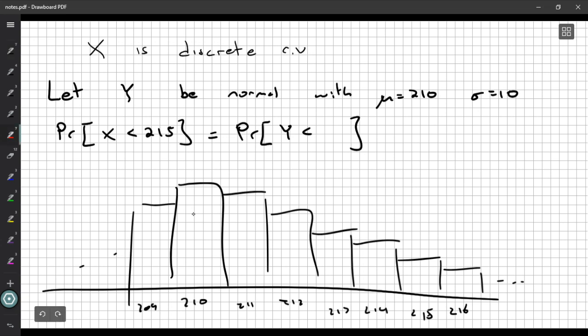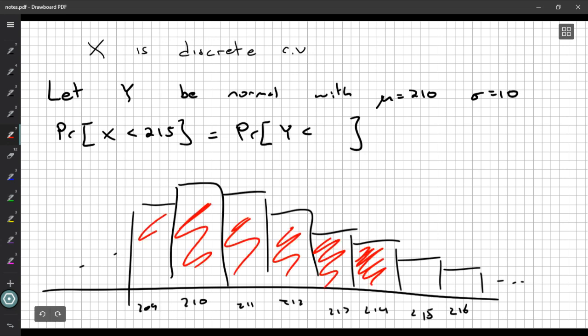So which boxes are going to be shaded? Is 215 going to be shaded? No. It's not less than or equal. It's got to be less than 215. So 214, 213, 212, basically everything to the left here. So the area, in terms of these rectangles, stops halfway between 214 and 215. And so that is what we'll compare y, our normal random variable, to.